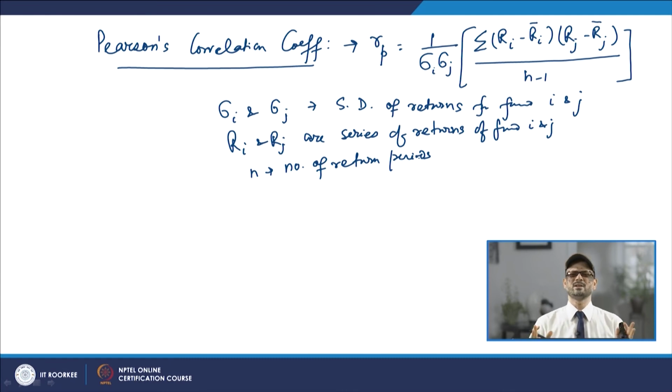The correlation coefficient normally varies between -1 and +1. When it is -1, it is said to be extremely negatively correlated, and if it is towards +1, it is extremely positively correlated, and if it is 0, then they are said to be independent. So, it tells you how these returns vary.